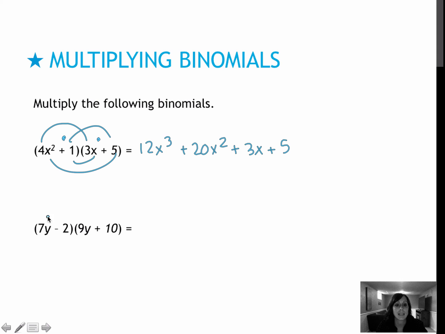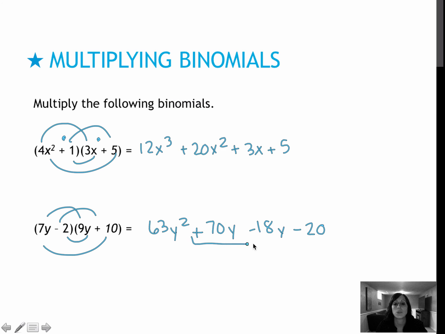For my second example, I get 63y squared plus 70y minus 18y, and then minus 20. These two terms are like terms, so my first term stays 63y squared. When I combine these two together, I get 52y, and then minus 20.